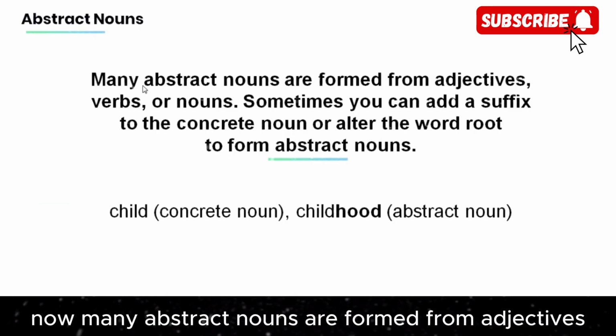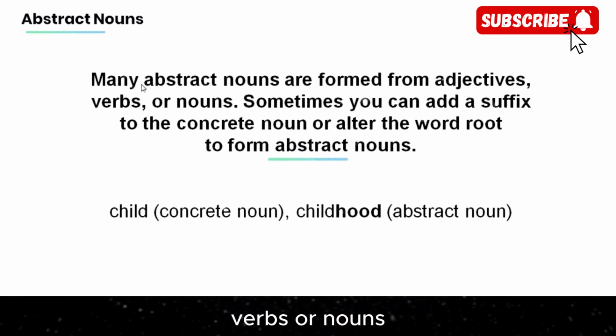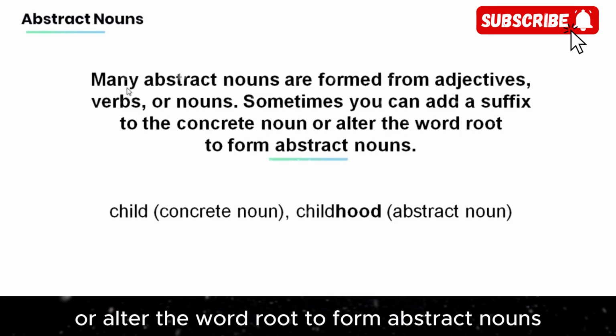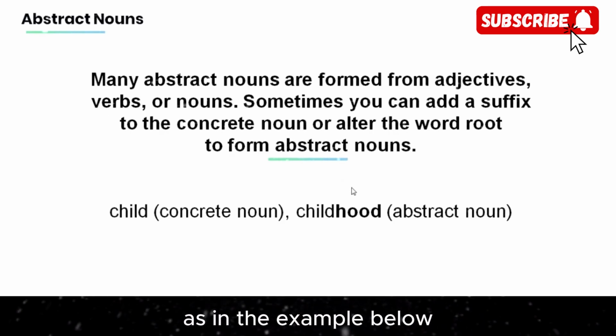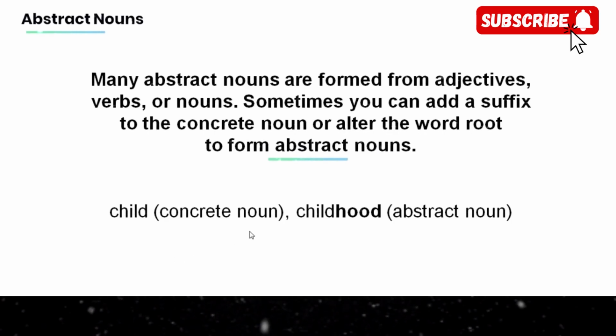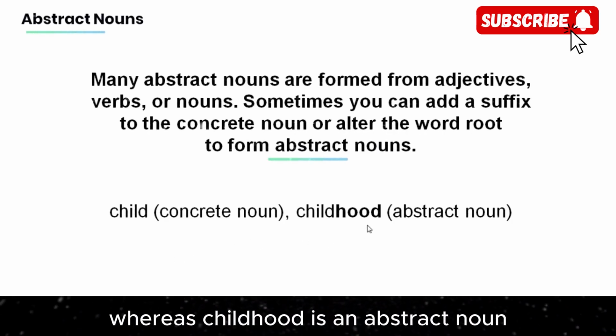Now, many abstract nouns are formed from adjectives, verbs, or nouns, and sometimes you can add a suffix to the concrete noun or alter the word root to form abstract nouns, as in the example below. Child is a concrete noun, whereas childhood is an abstract noun.